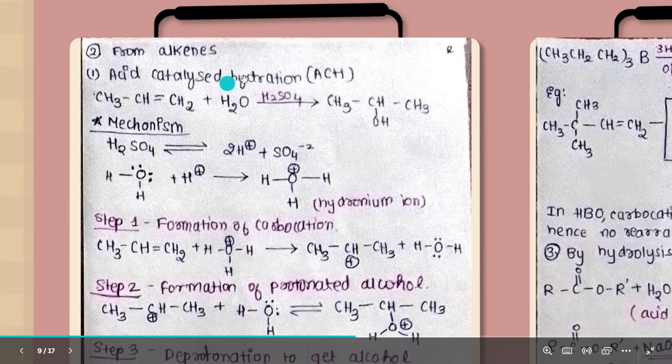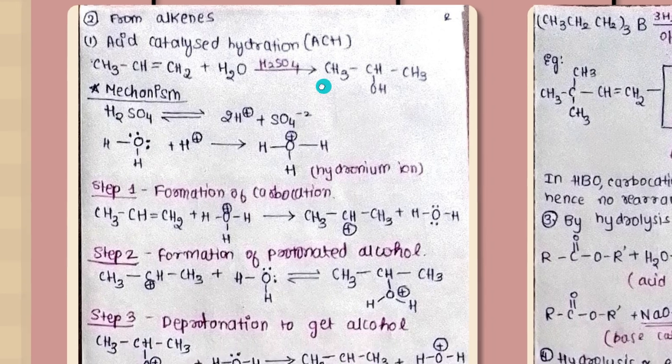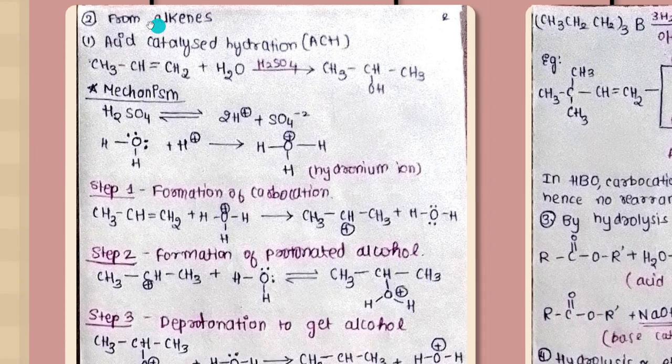Coming to the second preparation method, that is from alkenes. Under alkenes, we have the first thing, that is acid catalyzed hydration or ACH. Now this is a very simple method. See, acid catalyzed hydration. Now catalyzed means what? The thing which makes the reaction faster, right? Acid catalyzed hydration. Hydration means adding water, right?